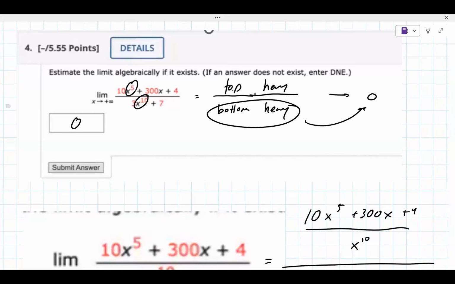Okay, yeah, so I'll submit that. Okay, got it. Okay, we can work on 5. Let's take a look here.